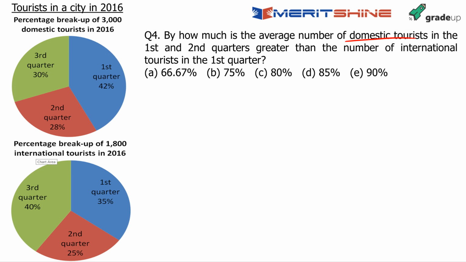Domestic tourists in the first and second quarter. First and second is 70%.